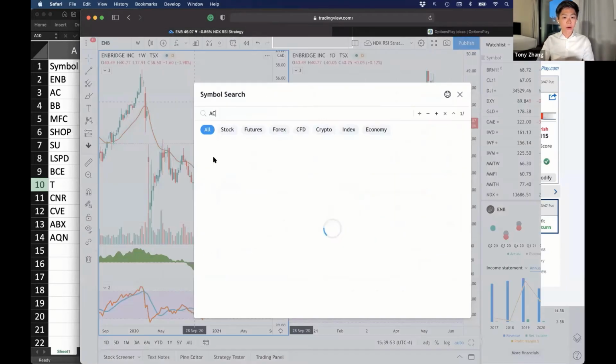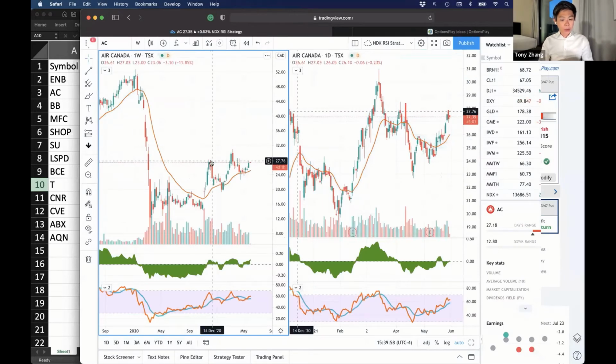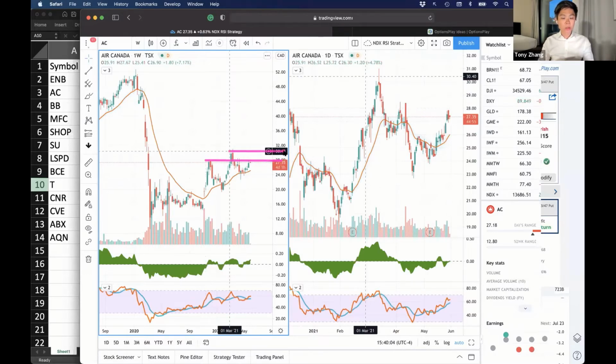Moving on to Air Canada, the second most requested name. So Air Canada here has some major resistance around 28 and 31. These are two major resistance levels that I currently see on Air Canada. And Air Canada needs to break out above 28. If it can break above 28, I think it's likely headed to 30, 31 here to the upside.